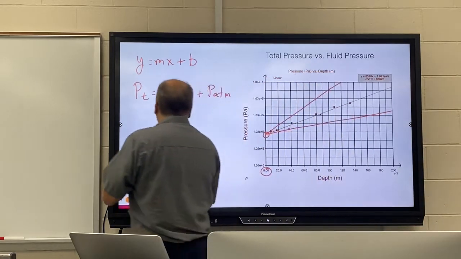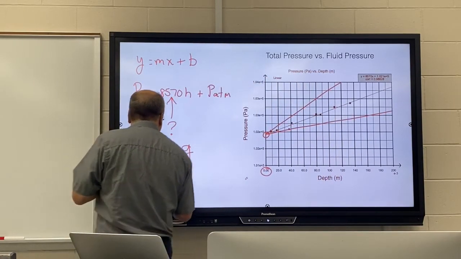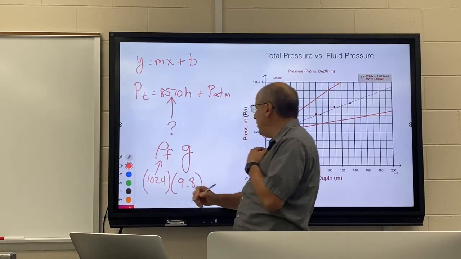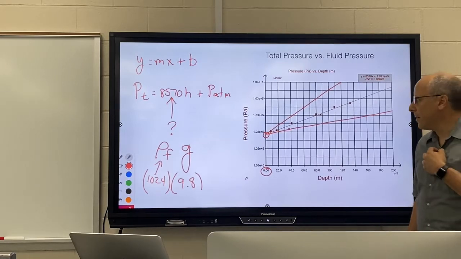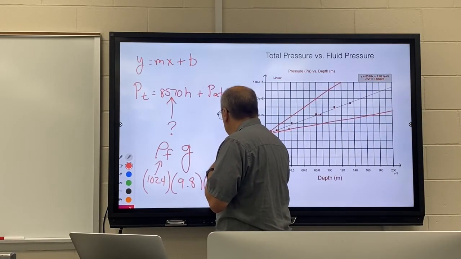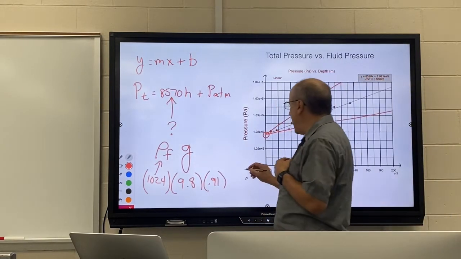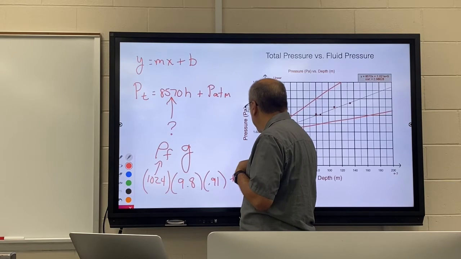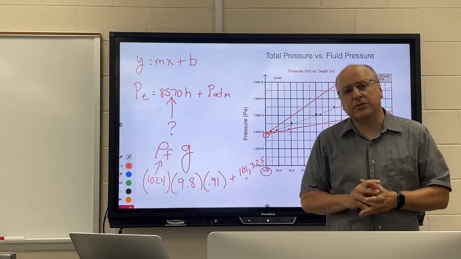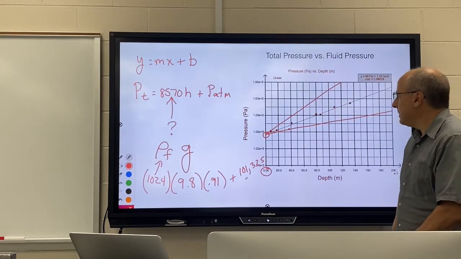Okay? So if you had salt water, you'd put a density of 1024, and if you were on Earth, you would put 9.8. You then multiply by the depth. Make sure your depth is in meters, and then you would add to that atmospheric pressure. Make sure you're working in pascals, because pascals is the true unit for pressure. All right?